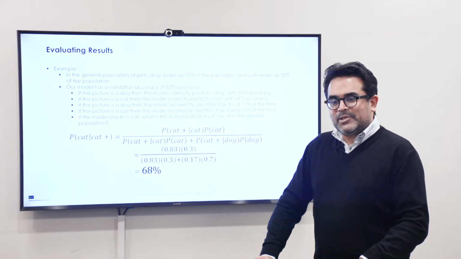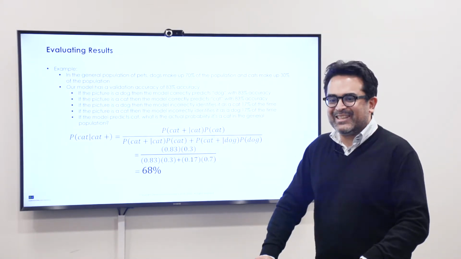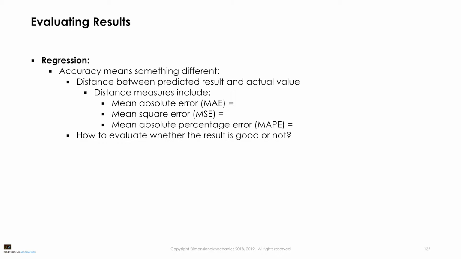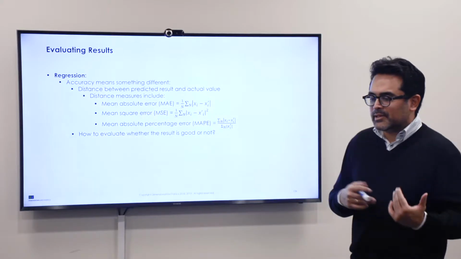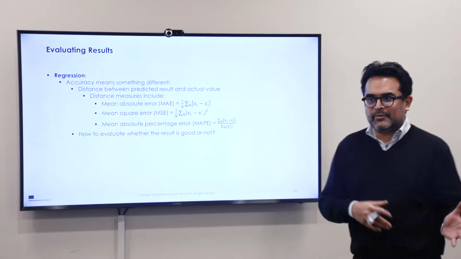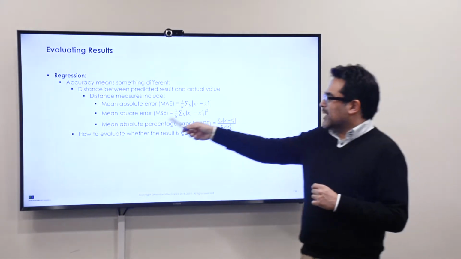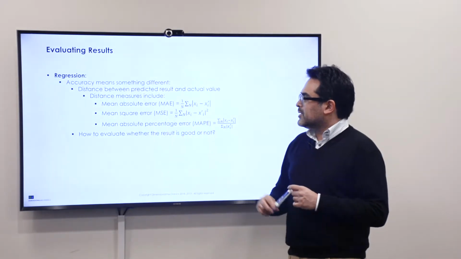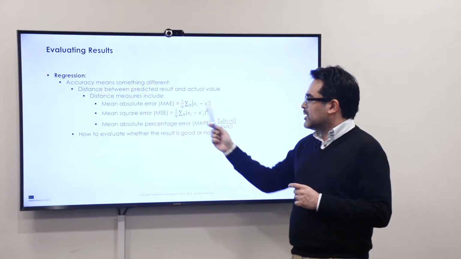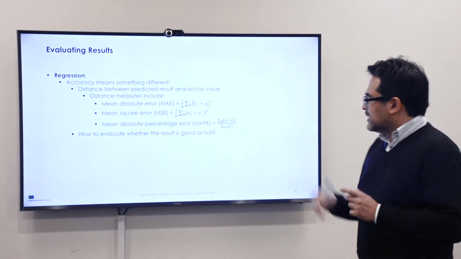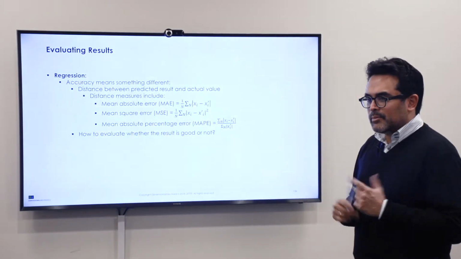Just to say that machine learning is so simple. For regression, accuracy means something different. It's the distance between the predicted result and the actual result, so it's not really the probability of it being one or the other. And so you typically look at things like the mean absolute error or the mean square error, and another one that's used a lot is the mean absolute percentage error, and that's basically used to evaluate whether a model is good or not.